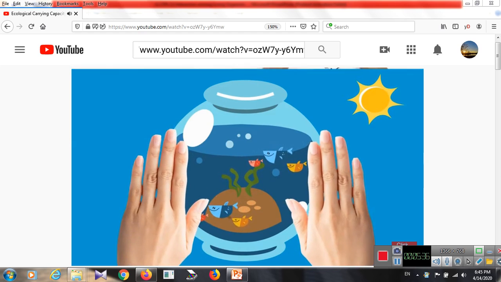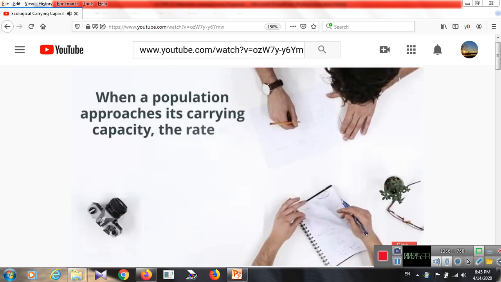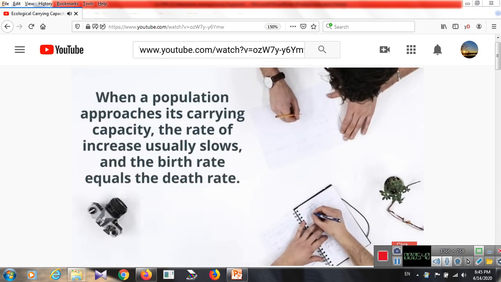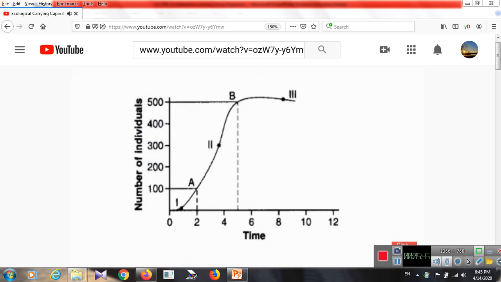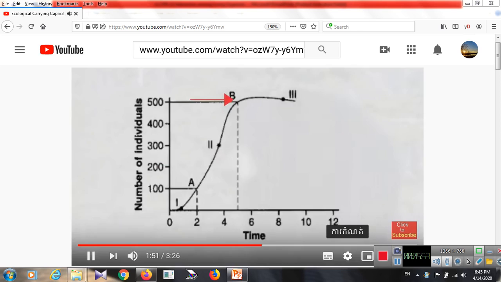When a population approaches its carrying capacity, the rate of increase usually slows, and the birth rate equals the death rate. The curve plotted for this type of growth is S-shaped and shows a period of increasing growth rate followed by leveling off as the population approaches carrying capacity.